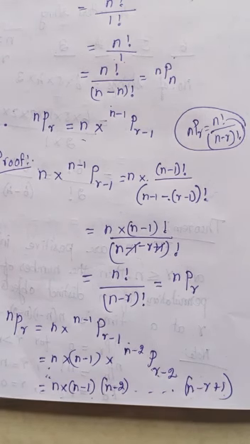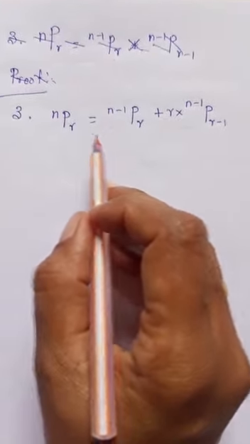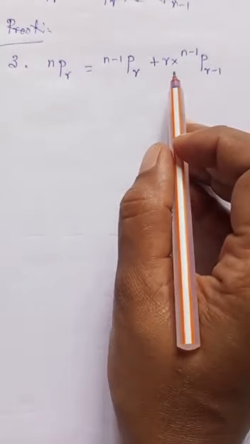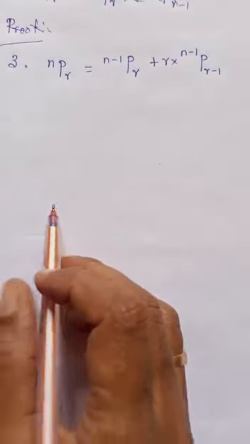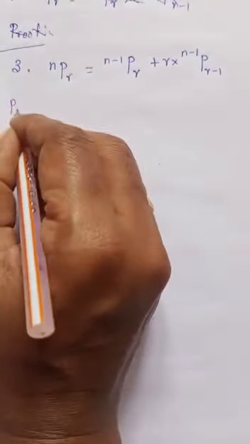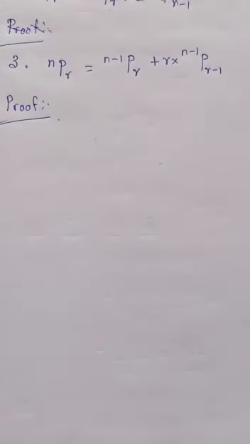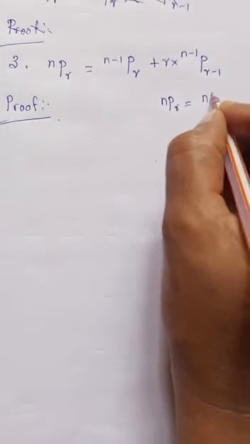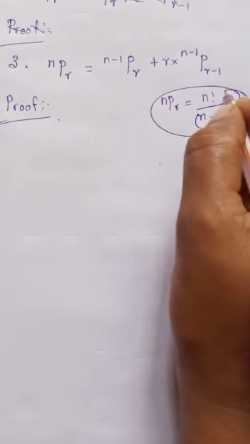Okay. Now the third property. The third property is nPr is equal to (n minus 1)Pr plus r into (n minus 1)P(r minus 1). Shall we prove it? Proof. Here also we have to use the same formula: nPr is equal to n factorial by (n minus r) factorial. This is what we have learned.